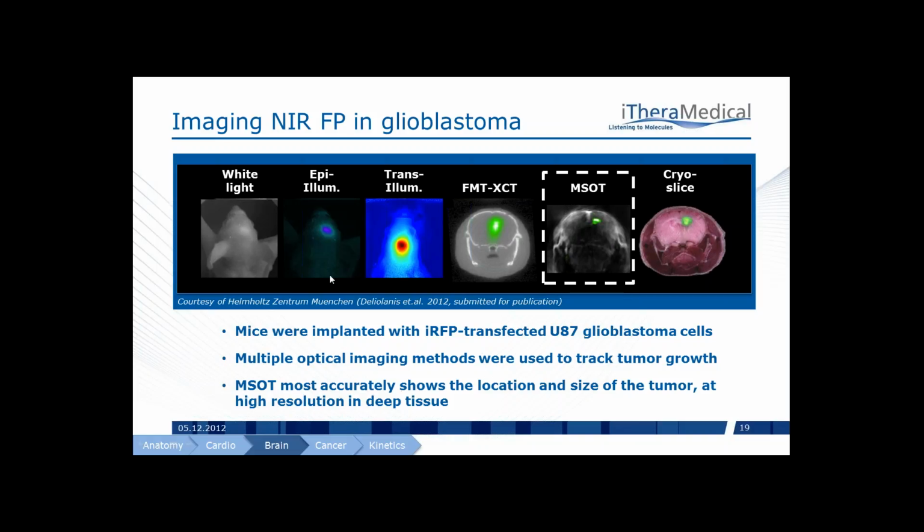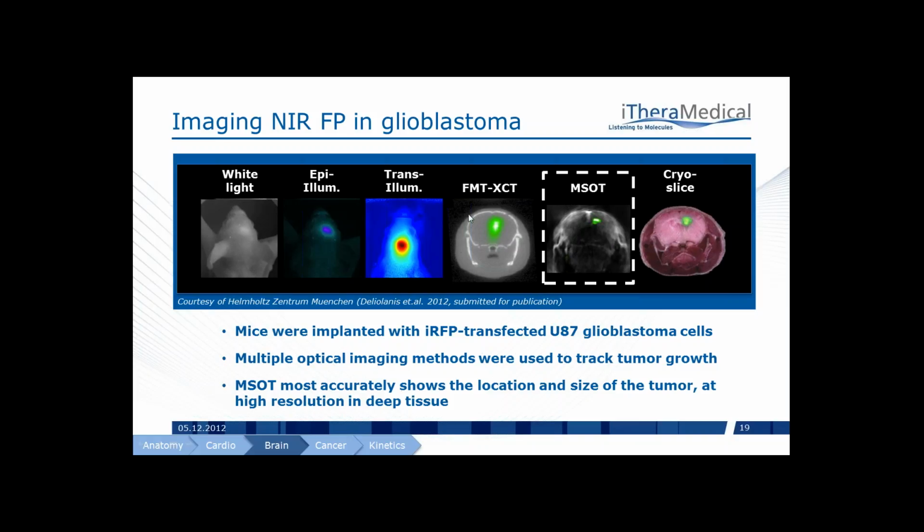So in the second and third panels, we look at planar fluorescent imaging or transillumination that shows us the presence of the tumor, but we don't have any information regarding the depth. So we don't know the size, shape, or location of this tumor. We get more of a yes or no answer as to the presence of the tumor.